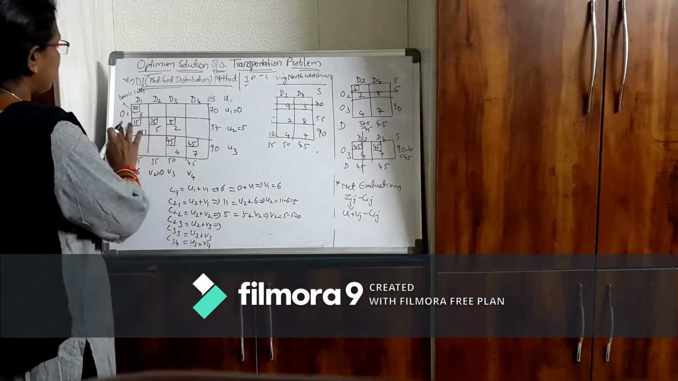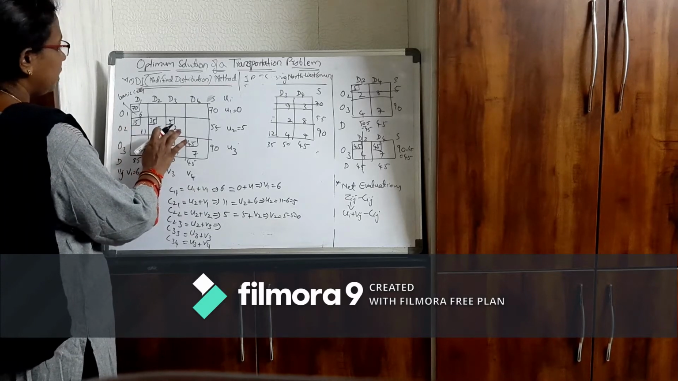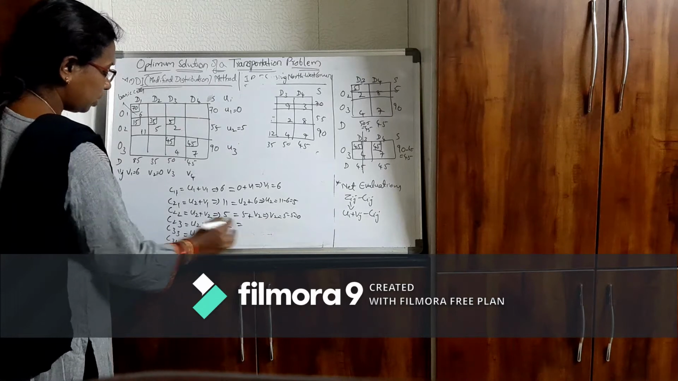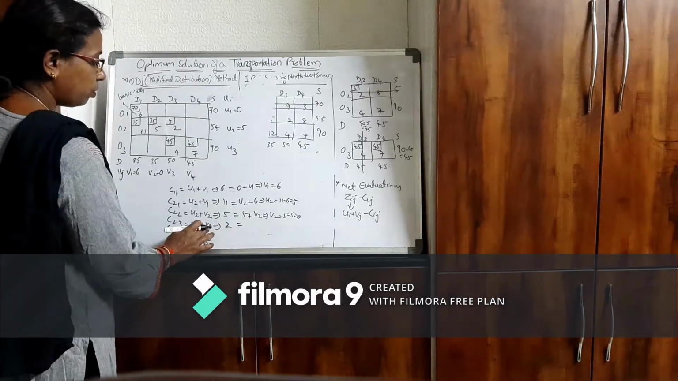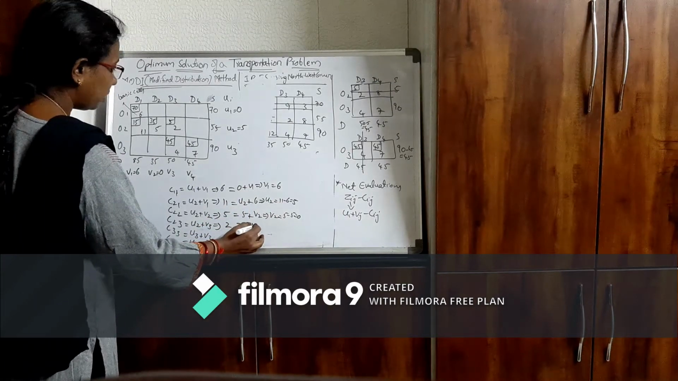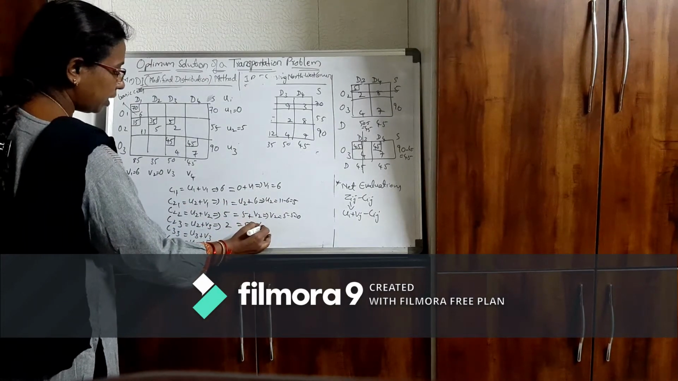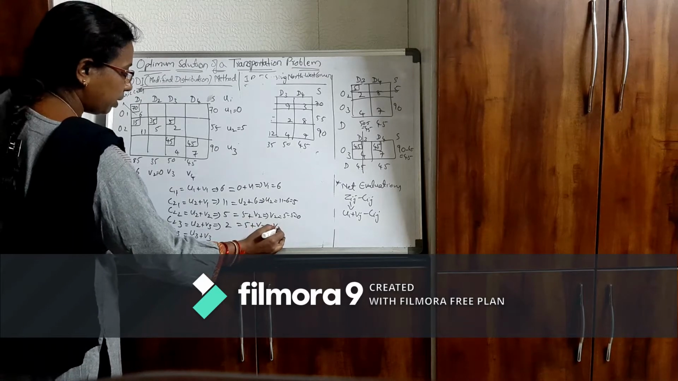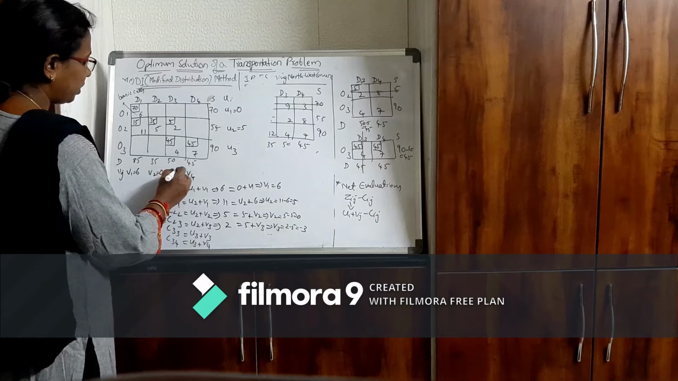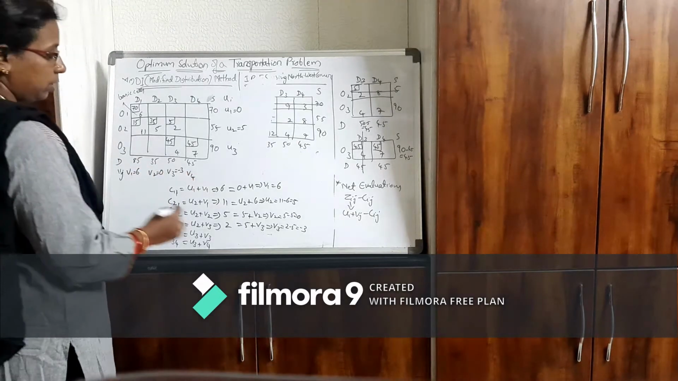Similarly C23. C23 is how much? This one, second row, third column. This is 2. 2 is equal to U2 plus V3. How much is U2? U2 is 5. V3 we don't know, so I am writing V3 as it is. So V3 will be 2 minus 5, which is equal to minus 3. So here I will write V3 as minus 3.